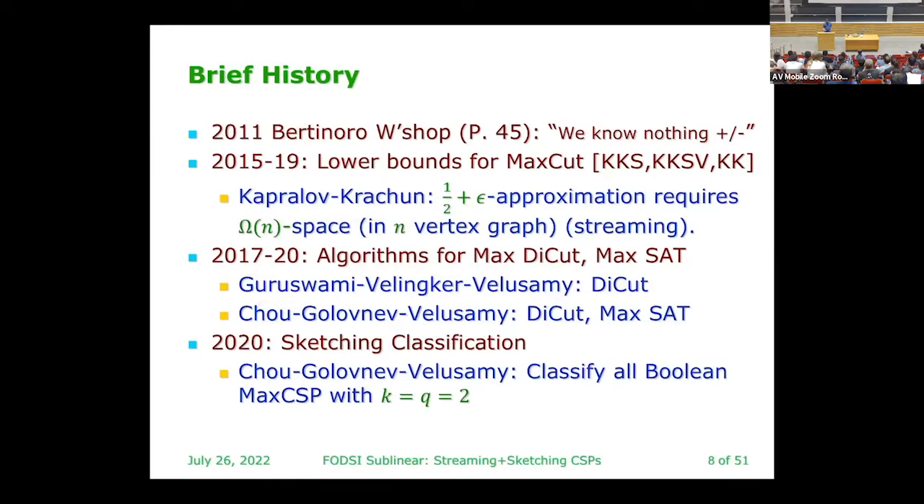Guruswami, Santoshi here, and Amaya Velingker showed that actually DiCut has a non-trivial algorithm, and we'll talk about it a little bit later. In 2020, Chou, Golovnev, and Velusamy gave a complete classification of Boolean CSPs. Here, I'm stressing the word Boolean, with k equal to 2, q equal to 2. Okay, but this is a finite set of problems. And this didn't do the gamma beta version.